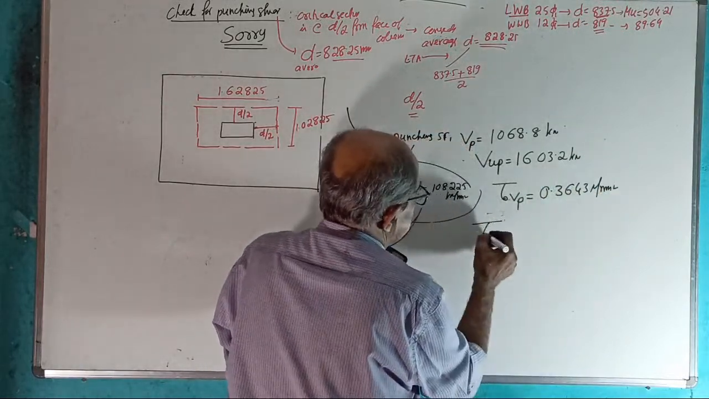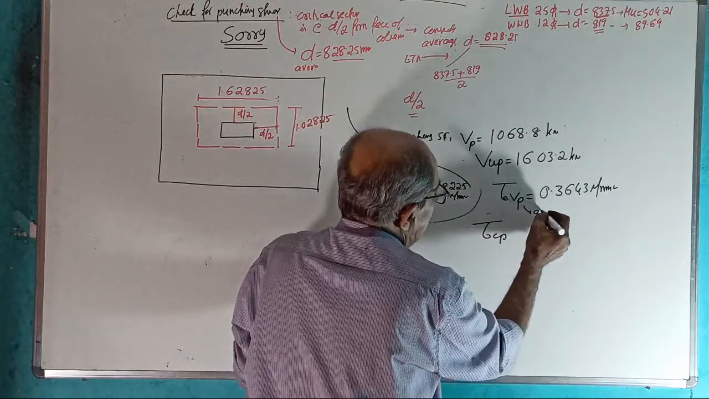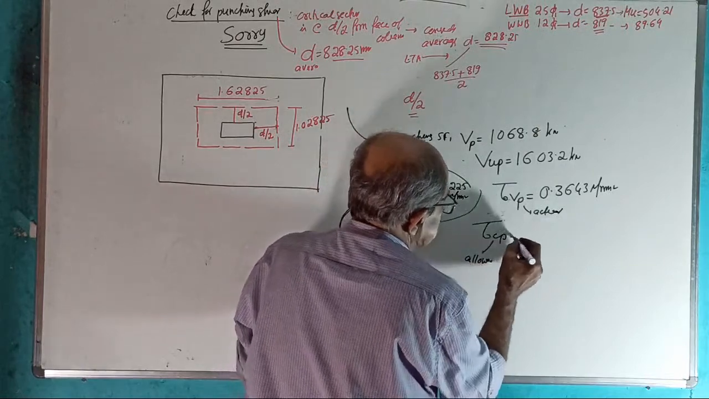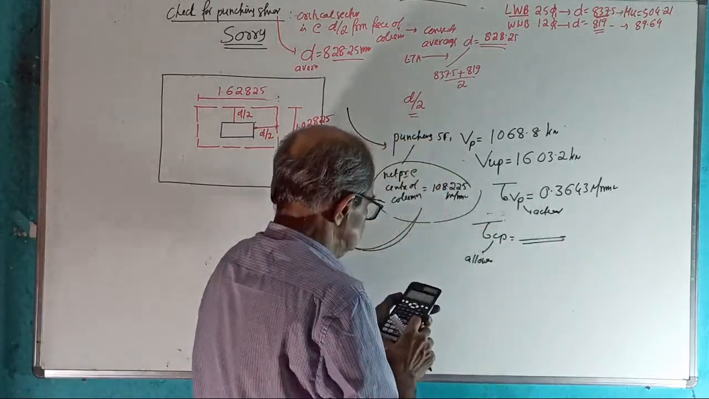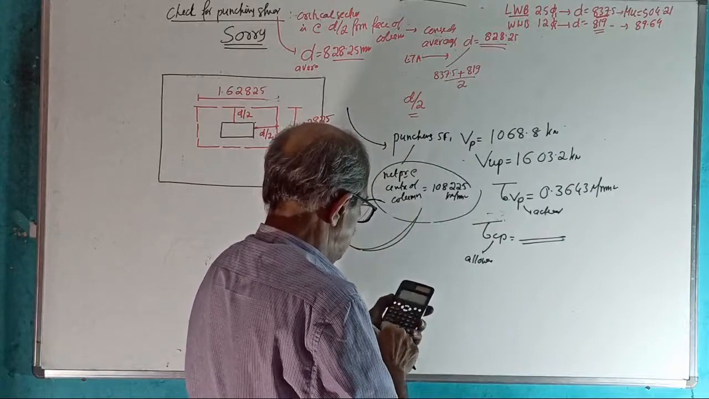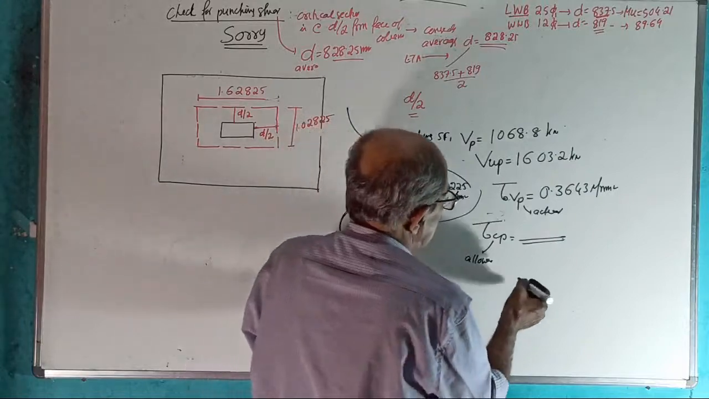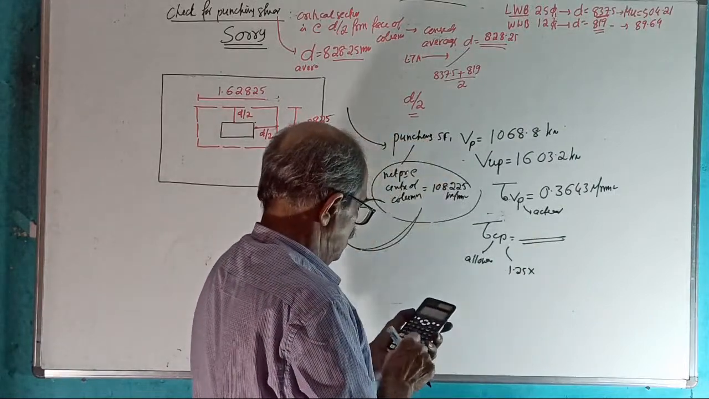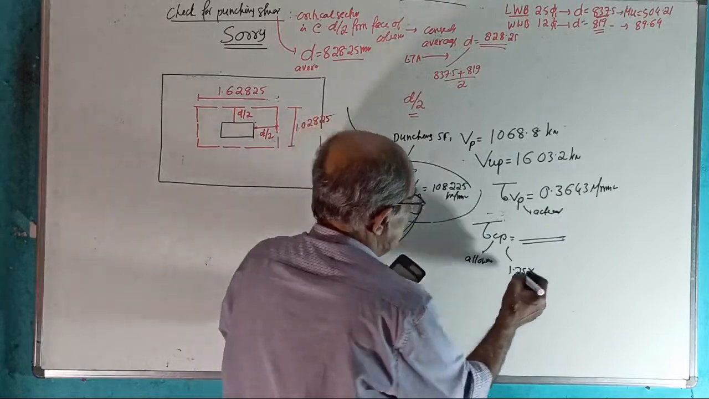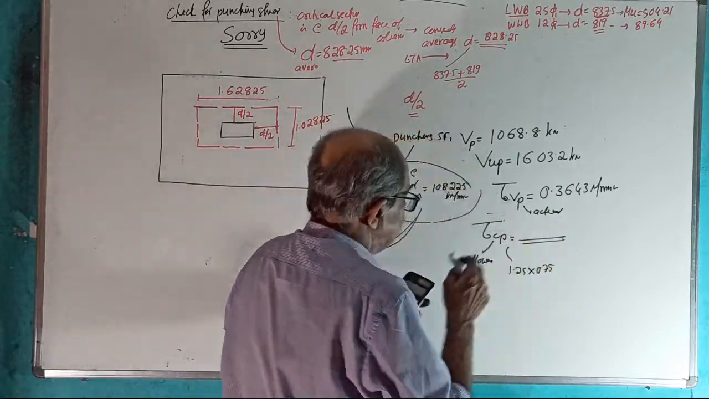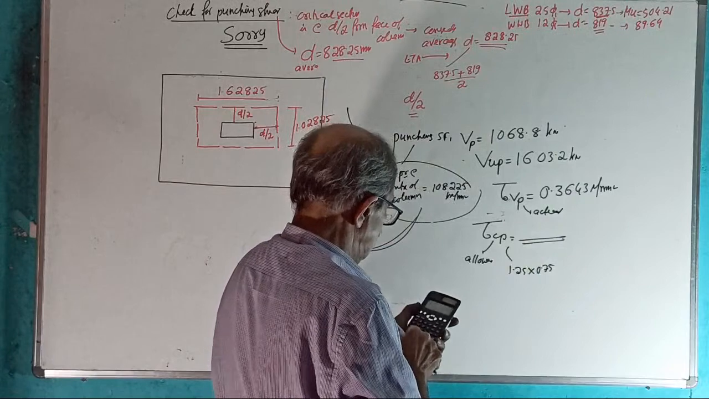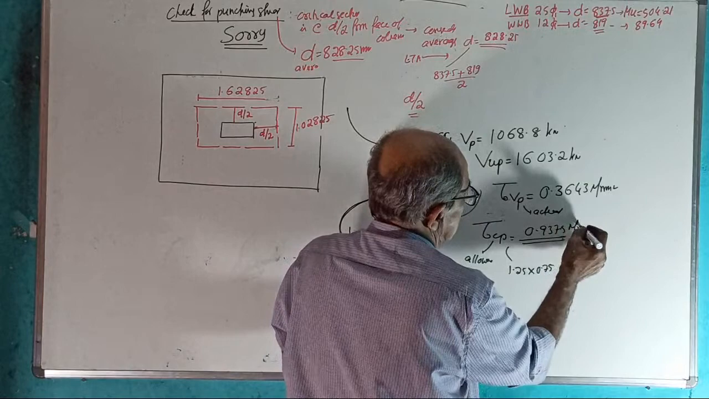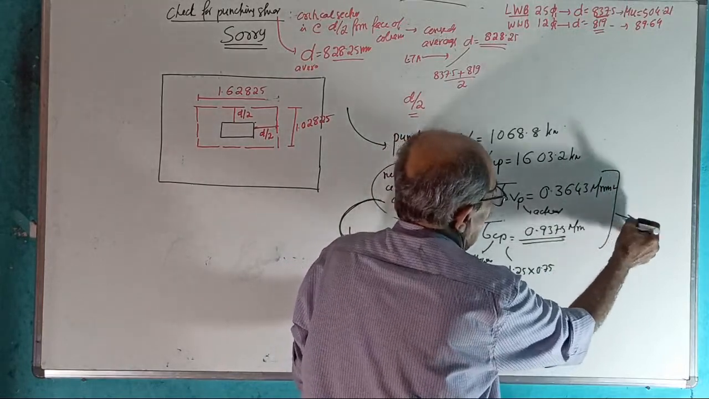And we want tau Cp. This is the actual stress. This is the allowed stress. Allowed stress you calculate. It will come 1.25. It is 1.25 into 0.75. I am not explaining what is 0.75. 0.9375 is the allowed stress. Therefore, tell me, safe or unsafe?